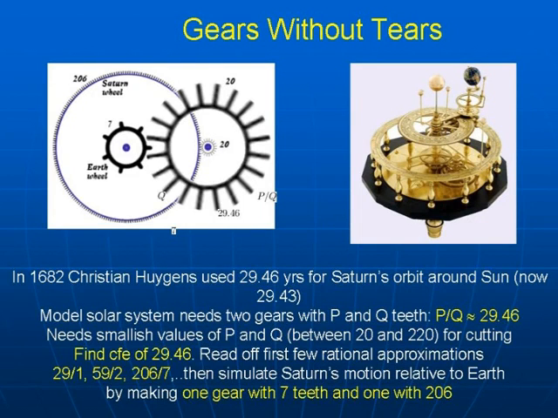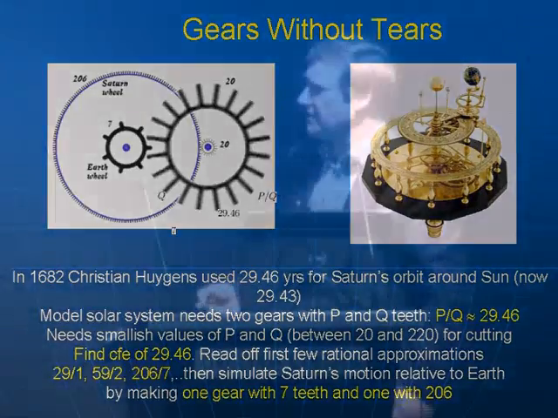So Saturn's orbit. At the time he believed it was 29.46 years, the time it took to orbit the Sun, and the Earth taking 1 year, of course. And so he wanted to know how he should construct his gears. Nowadays we know it's closer to 29.43. But let's stick with 29.46, which is what he did.